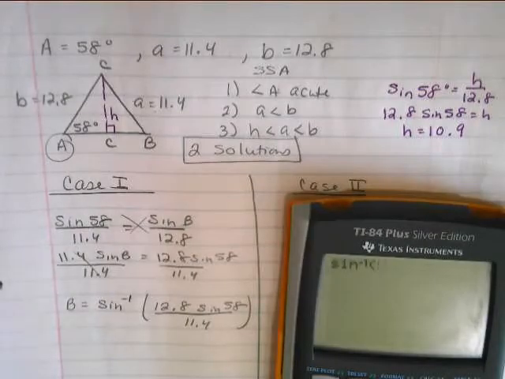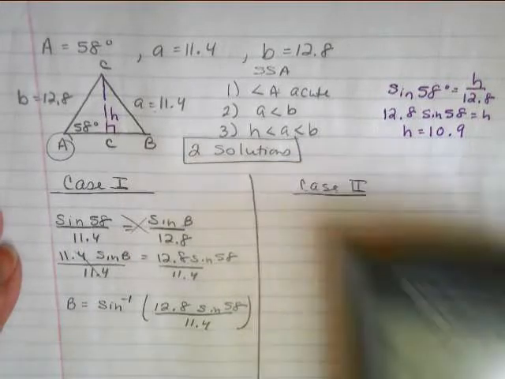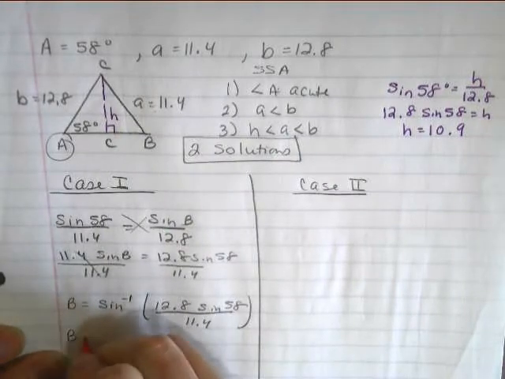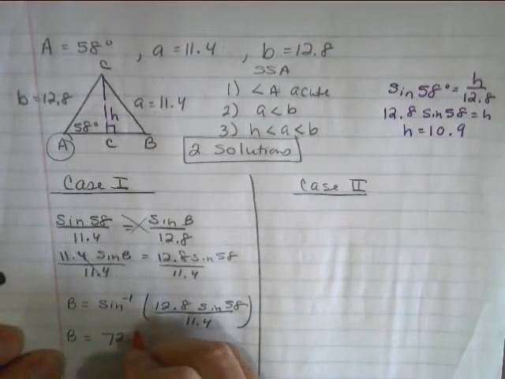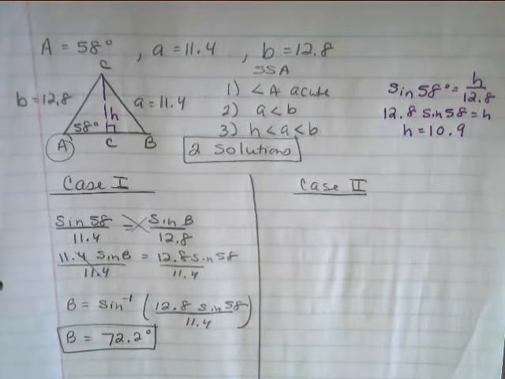Inverse sine of 12.8 times the sine of 58. Don't forget to close that parenthesis. Divide it by 11.4. And we should get 72.2 degrees. And we're going to just round to the nearest degree. So angle B is 72.2 degrees. Maybe. We don't know for sure.